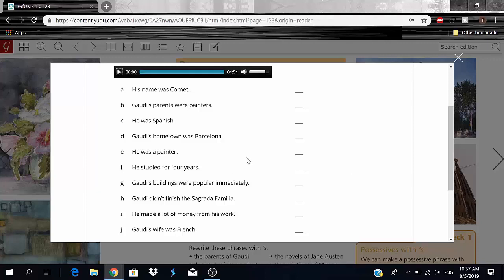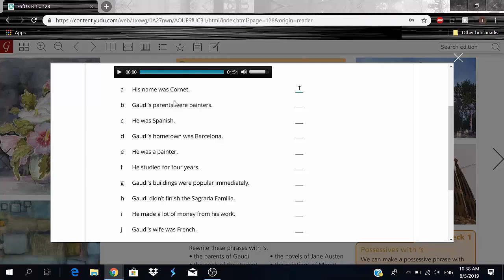Alright, pretty interesting story of Cornet Gaudi. Now, let's talk a bit about the information here, okay? And I'll play it one more time right after we're done, just for the purposes of not really just trying to grab as much information as possible, okay? So, his name was Cornet. Obviously, this one is true.